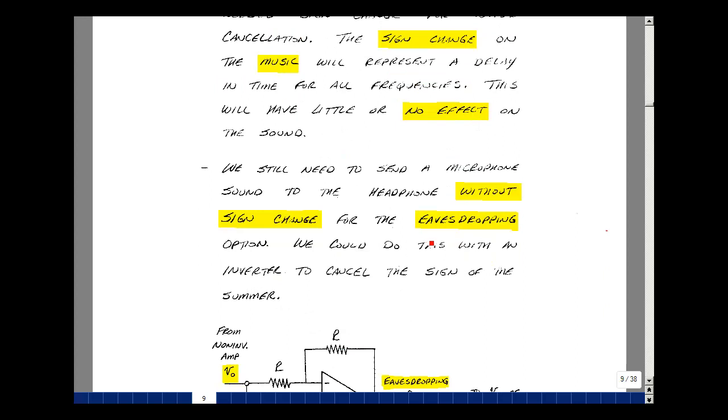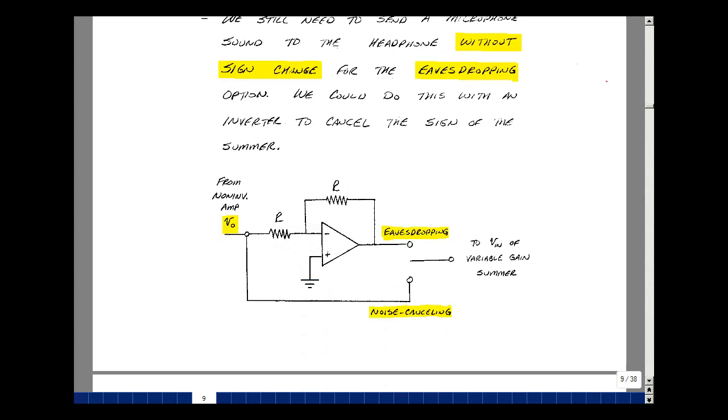To get the eavesdropping option, we need to have no sign change on the picked up signal. So we'll need to add a sign change to this to cancel the sign change in the inverting summer. And we could do that with an inverter. Take our signal coming off of the non-inverting amplifier and just feed it to the summing amplifier, we'll get a sign change. If we pass this through a gain of -1 and then send that to the summing amplifier, we'll get an additional sign change, and that'll cancel the sign change of the inverting summer. And we'll be able to pick up what's picked up by the microphone in the headpiece.